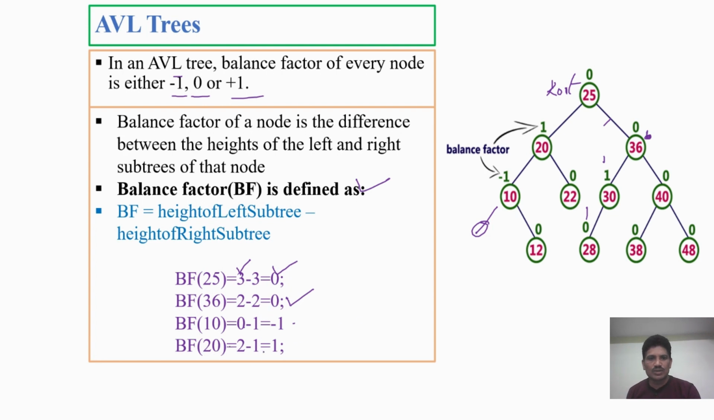Then the balance factor of 20 also. How many edges in the left subtree? 2. How many edges in the right subtree? 1. So 2 minus 1, the balance factor is 1. You can find out each and every node's balance factor in the tree. If it satisfies the condition, either -1 or 0 or +1, it is called the AVL tree.